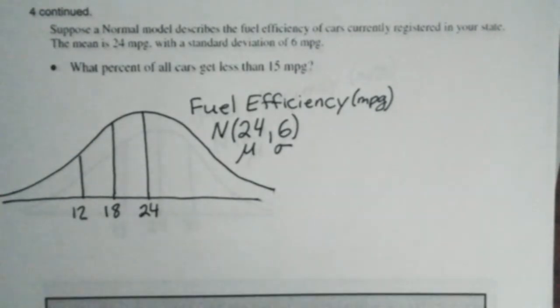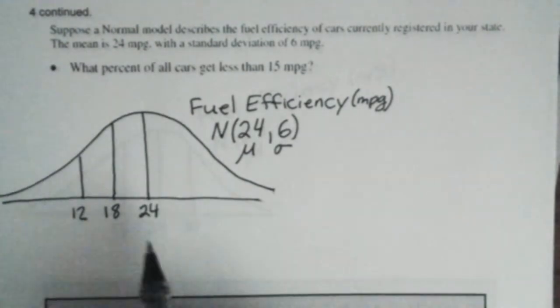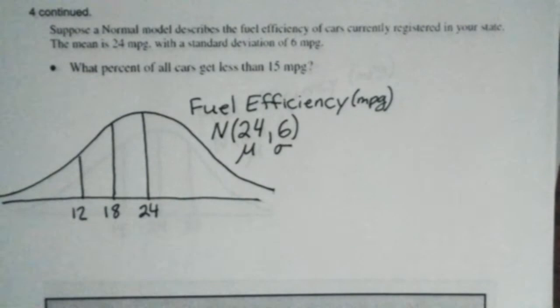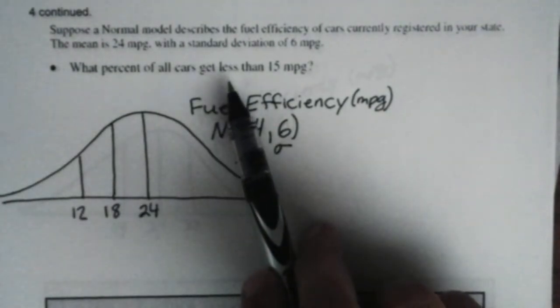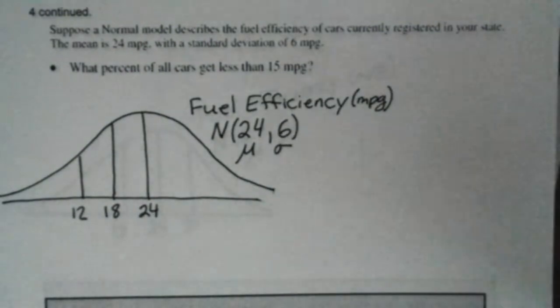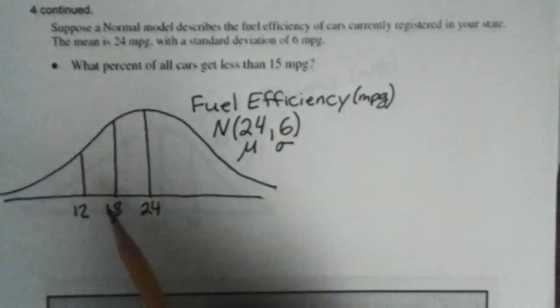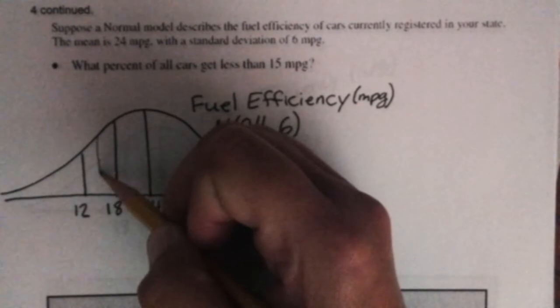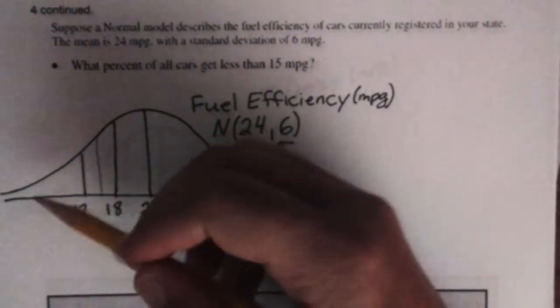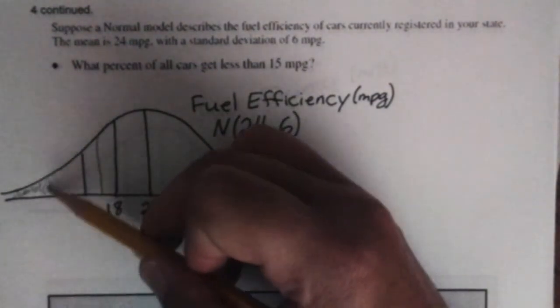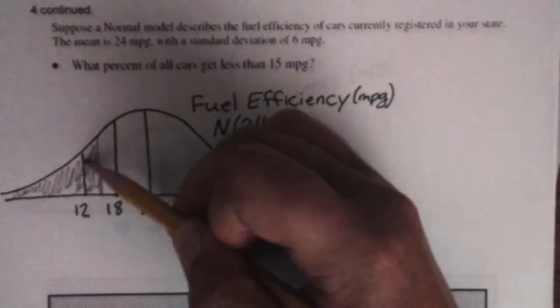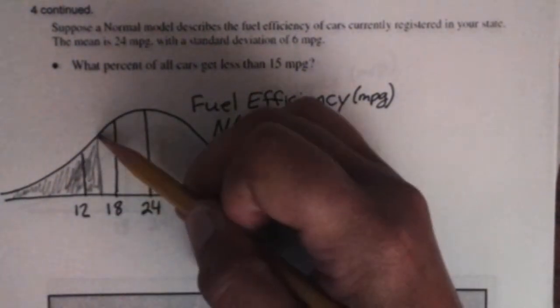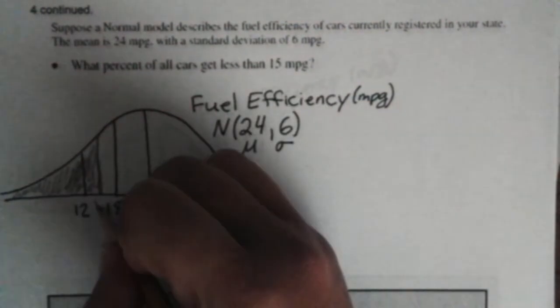So you'll start with that same sketch of a normal model. It's centered at 24, it's got a standard deviation of 6, and I'm interested in the percent of cars that get less than 15 miles per gallon. So 15 is between 12 and 18, and less than would be to the left. So we are interested in the area underneath the curve to the left of 15.